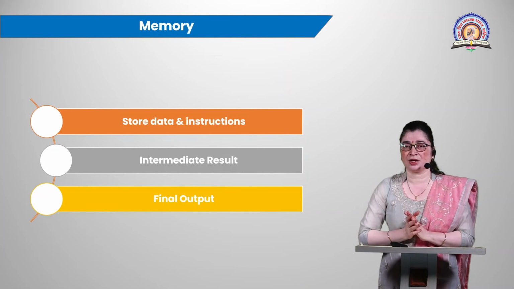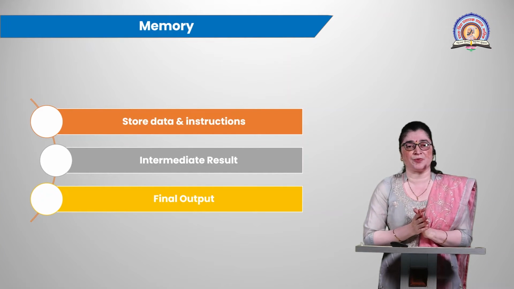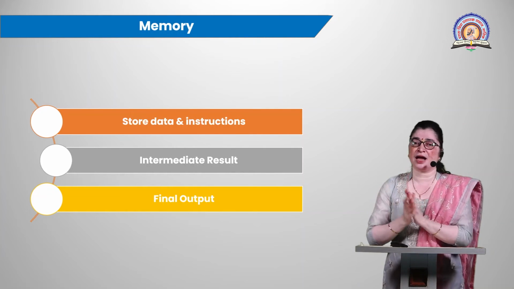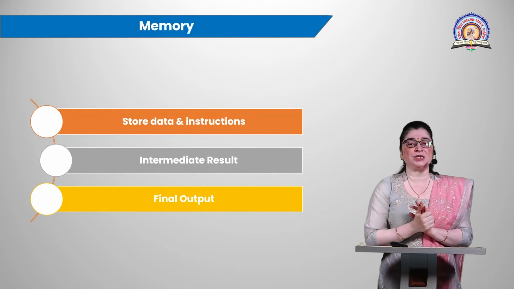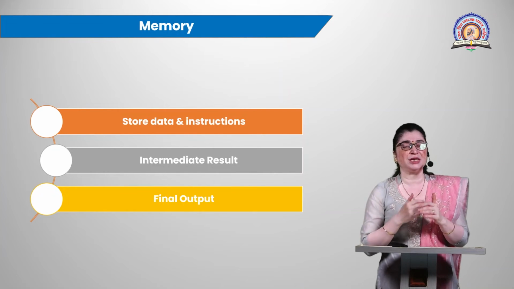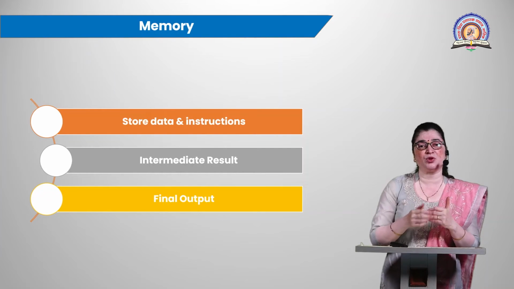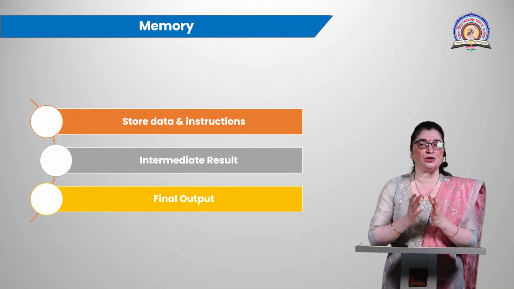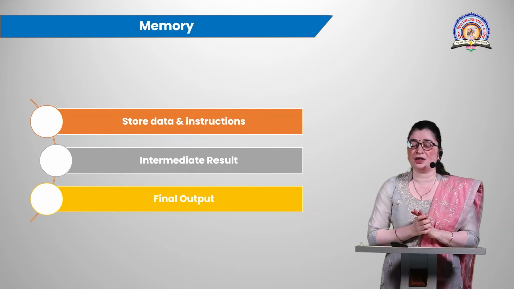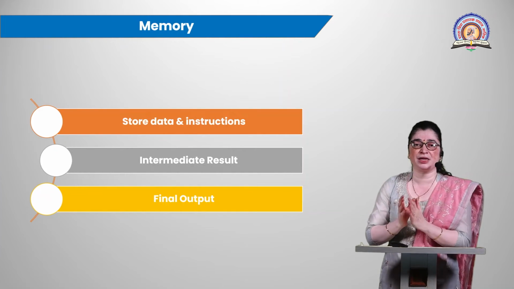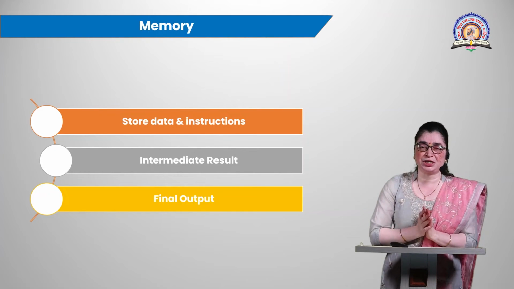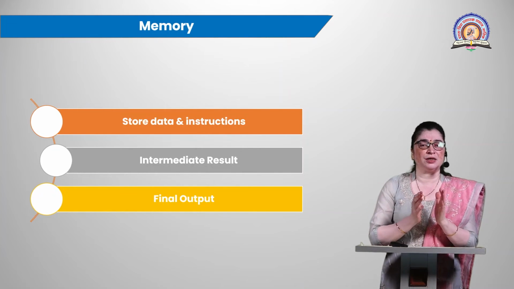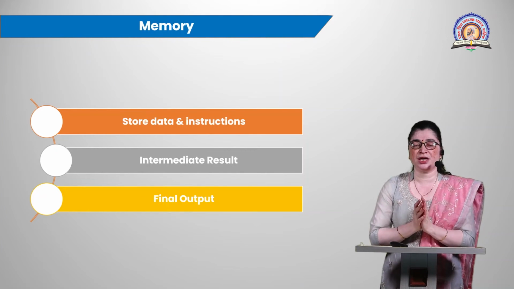And it is raw fact, meaning it is unprocessed. Just you have entered the number, you have entered the plus sign. That is the data and instruction. As well as it stores the intermediate result, meaning the result during the processing. Whenever the processing is carried out, that intermediate result is also stored by the memory unit or storage unit, and it also stores the final output. So memory is the storage area where the input, instructions, intermediate result and output, everything will be stored in the memory.